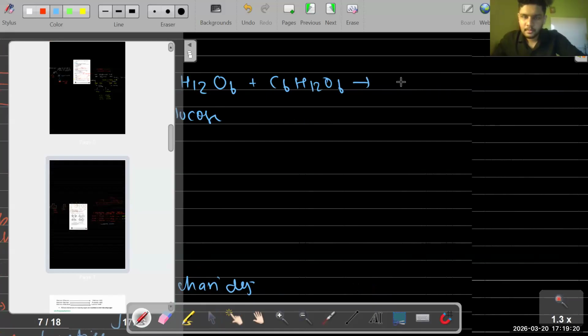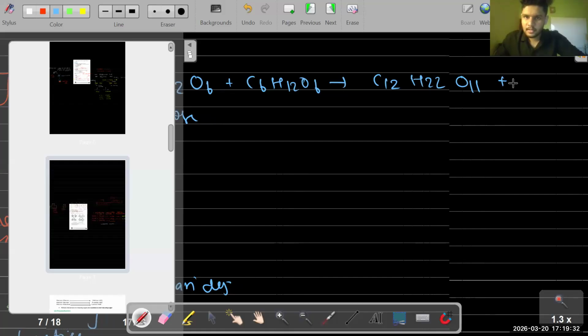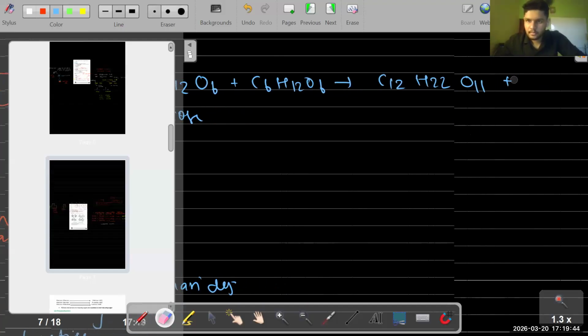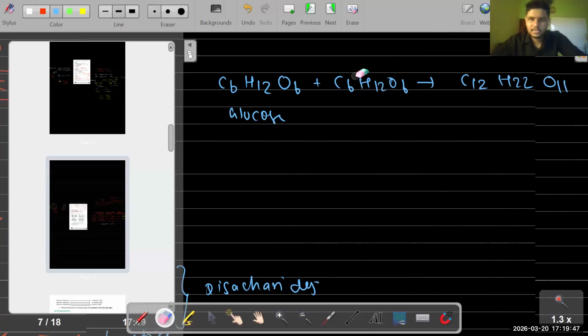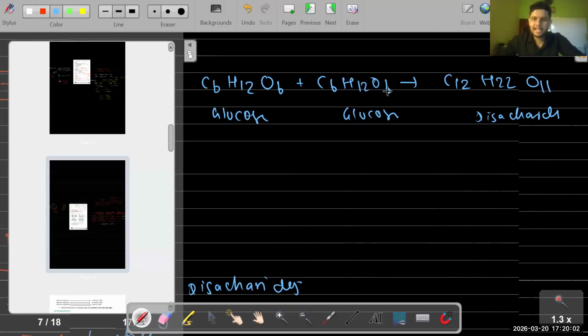What it forms is C12H22O11. Now this is a glucose, which means these two are monosaccharides, and this is a disaccharide. Now, from your O level chemistry, check: is this reaction balanced?